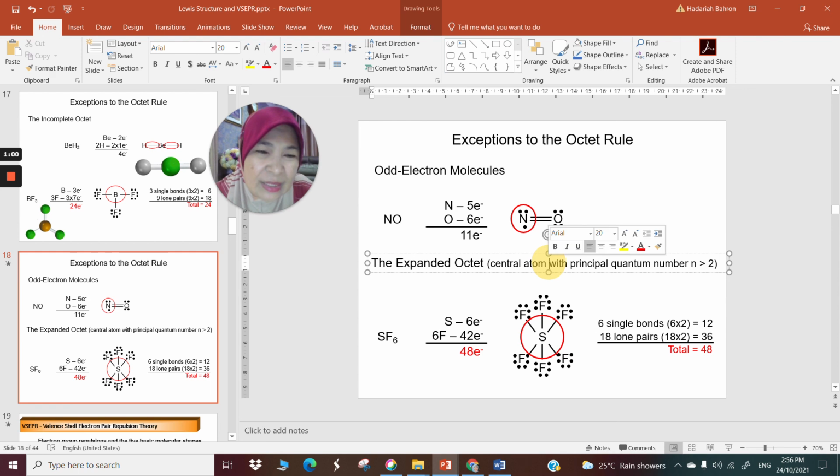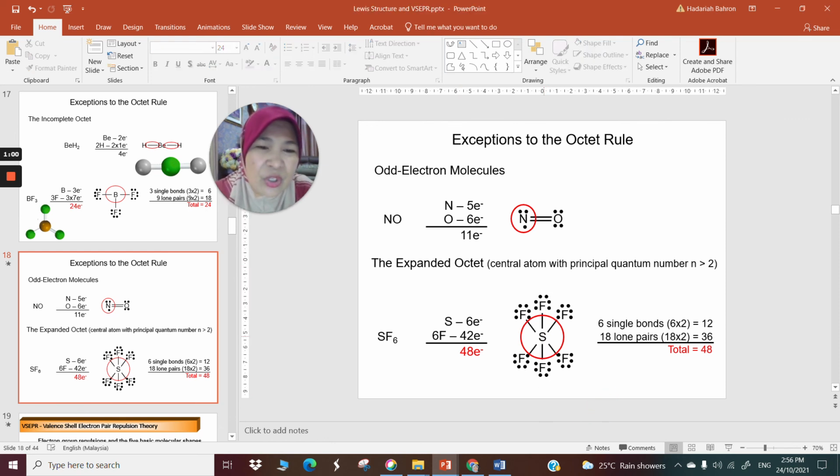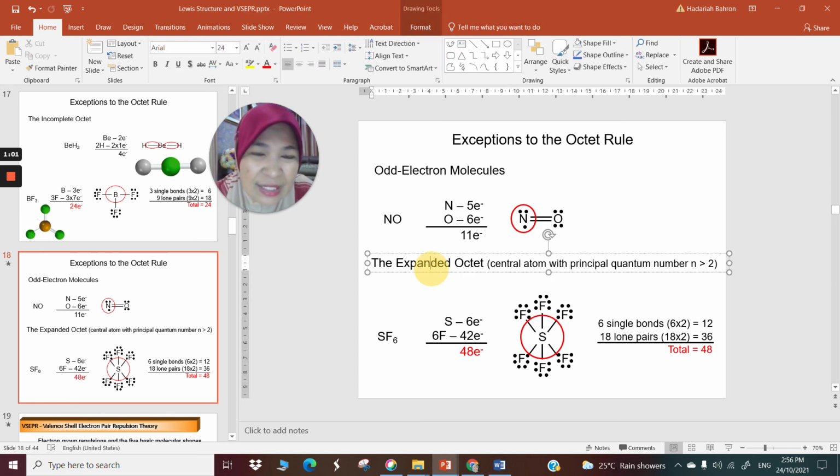where the central atom has more than 8. SF6, for example, if you count the electrons on sulfur, you're going to see that it has 1, 2, 3, 4, 5, 6, 12 electrons around it, and that is fine too. It is another exception. We call it expanded octet, and this actually happens principally if the central atom has a quantum number bigger than 2. That means it is a larger atom. So the larger atoms are able to accommodate more atoms attached to them.